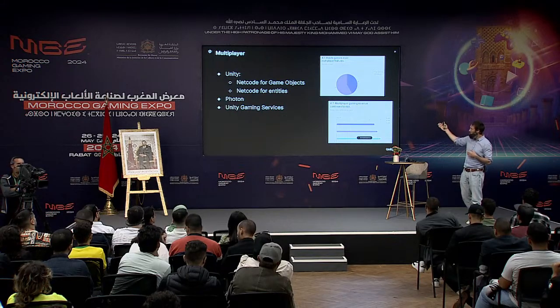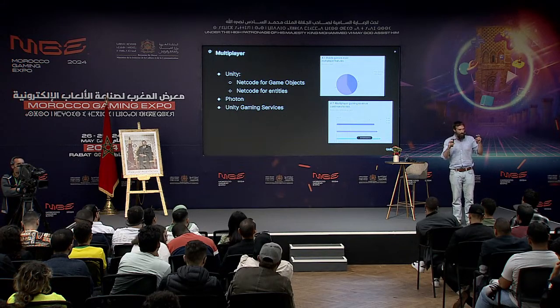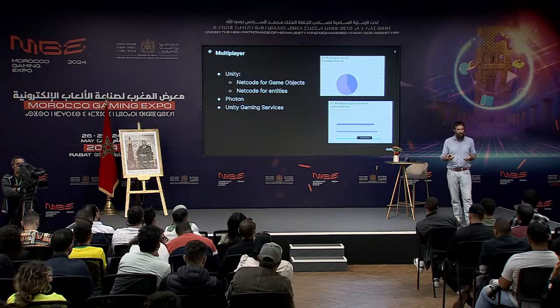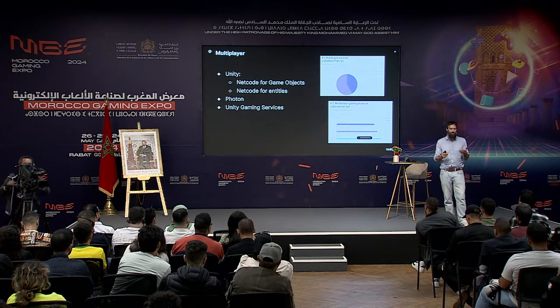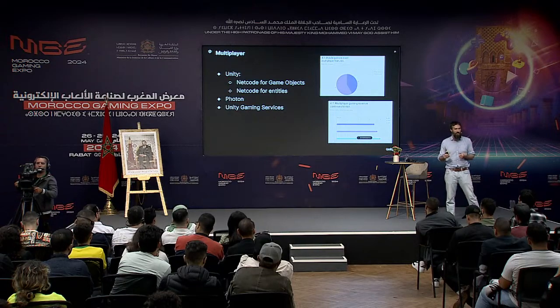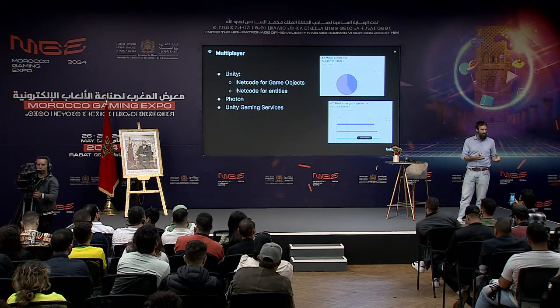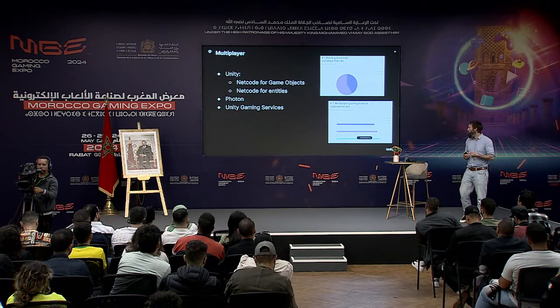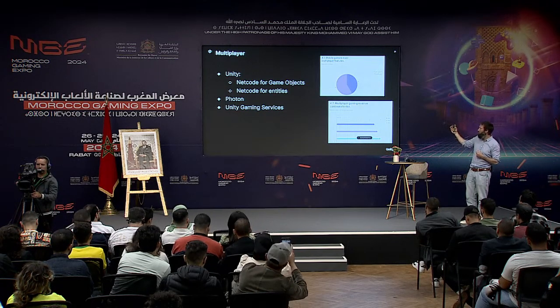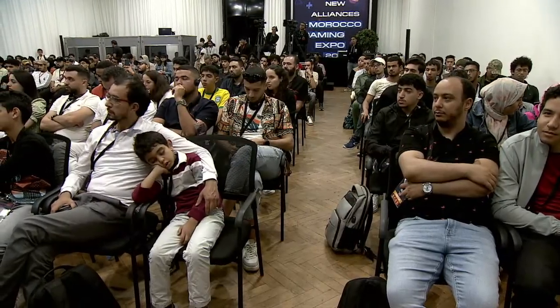So we have Netcode for GameObjects, which is the simplest multiplayer system. You just work like you usually do with Unity, and it's perfect for small-scale games. If you want something more advanced, you want to use DOTS, and so you need Netcode for Entities, which is the system I was talking about before.